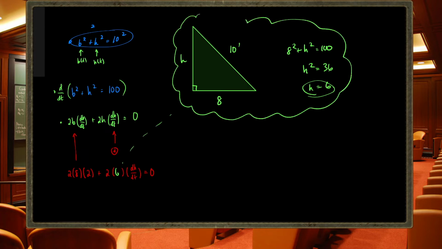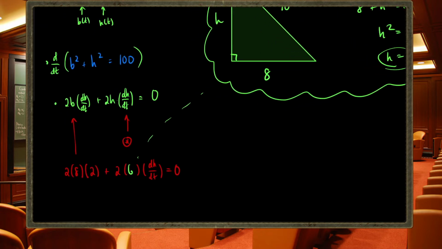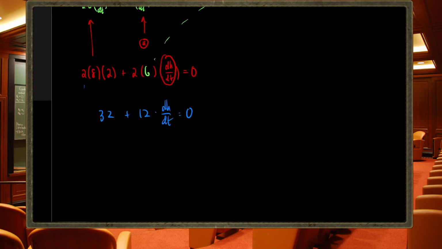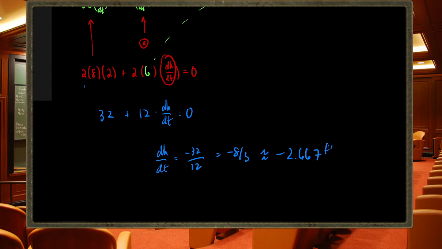A little cartoony thought bubble here. So that's where that comes from. And now I can go ahead and solve for dh/dt. So what this is, 8 times 4 is 32 plus 12 dh/dt equals 0. And then I'll solve for dh/dt and get a negative 32 over 12, which is negative 8/3, which is about negative 2.667 feet per second.